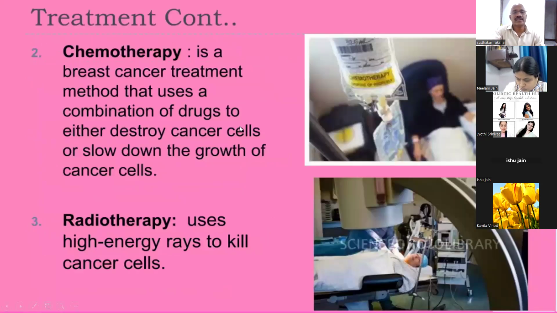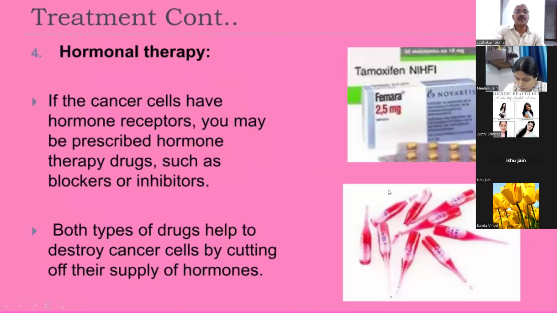Chemotherapy is done when the tumor cells have spread to other parts of the body. Then the chemotherapy drug is given, and this chemotherapy will inhibit the division of the tumor cells. It will also kill the tumor cells. For radiotherapy, high dose energy is given to the tumor cells, and the cancer cells are killed by radiotherapy. So hormonal therapy.